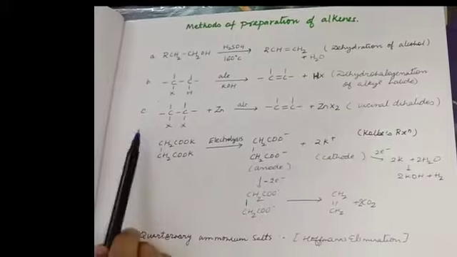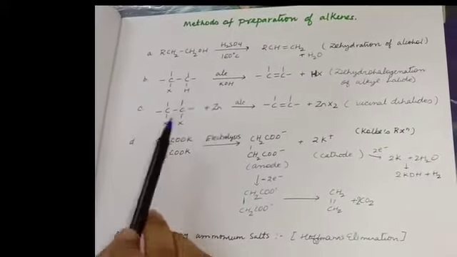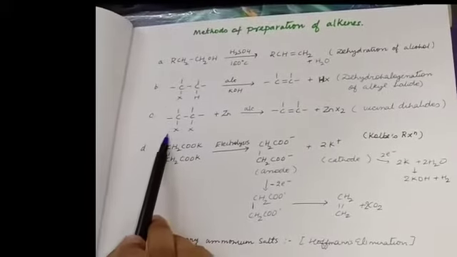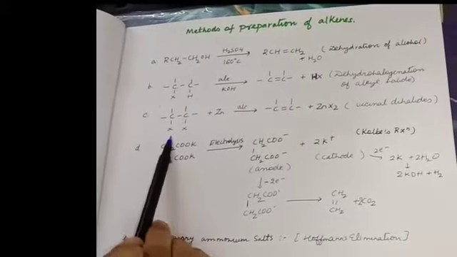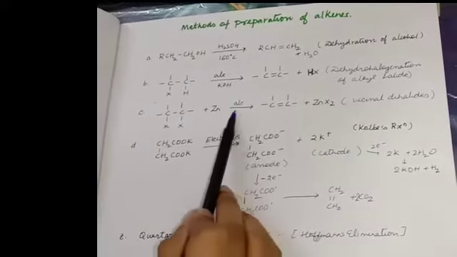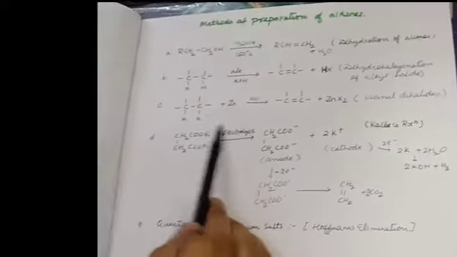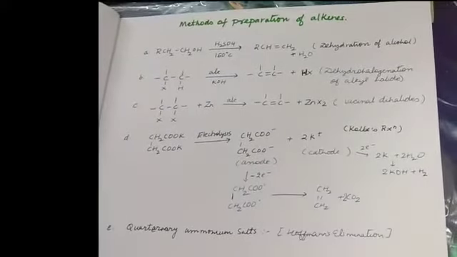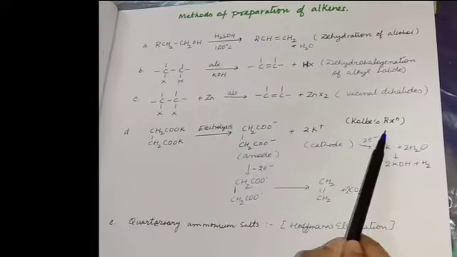So the third is if we have two halogens attached on adjacent carbons, and this dehalogenation takes place in the presence of a metal or a zinc-copper couple in the presence of alcohol to give rise to the alkene with the removal of ZnX2. And then the fourth is the Kolbe reaction.